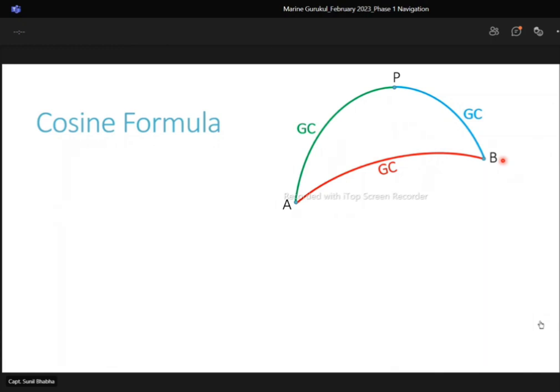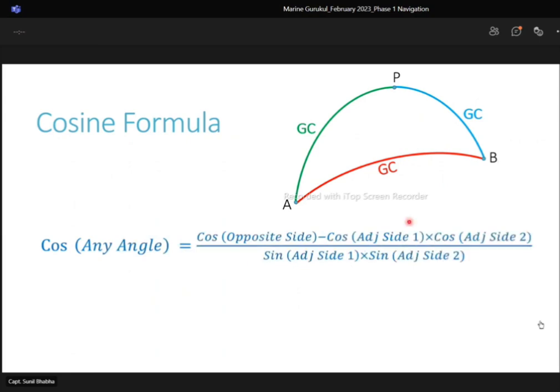That means it is made on the surface of a sphere, and all three sides of this triangle are arcs of great circles. Now, the cosine formula says cos of any angle of a spherical triangle is equal to cos of opposite side minus cos of adjacent side 1 multiplied by cos of adjacent side 2, whole divided by sine of adjacent side 1 multiplied by sine of adjacent side 2.